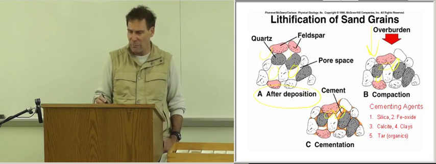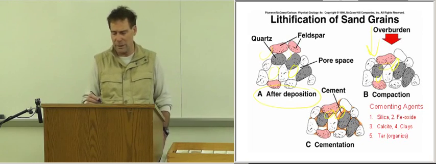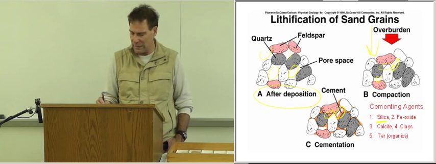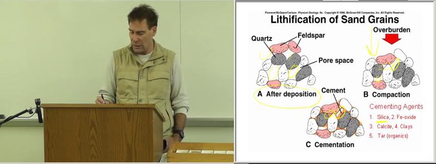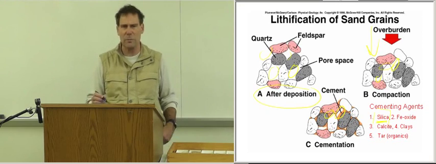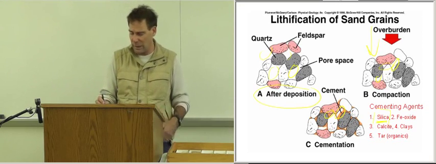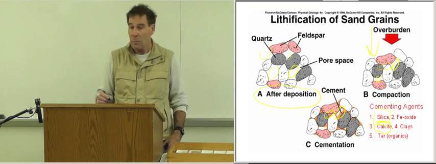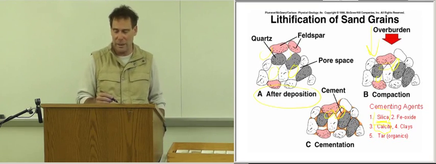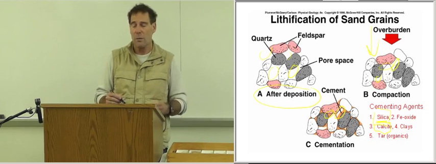Now, there are 5 major cementing agents that are capable of cementing clasts together. There is silica, which is easily diagnostic in the field because it tends to be clear. It can be confused with calcite, which is also clear, but everyone knows how you can identify calcite. You have an acid bottle with you in the field.